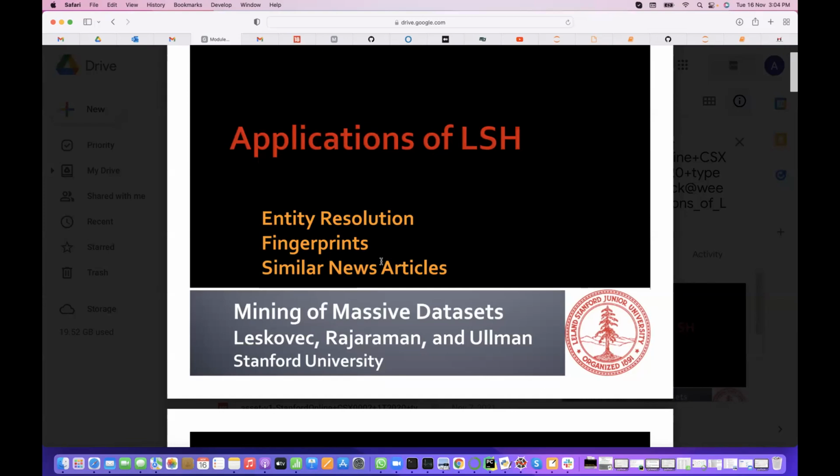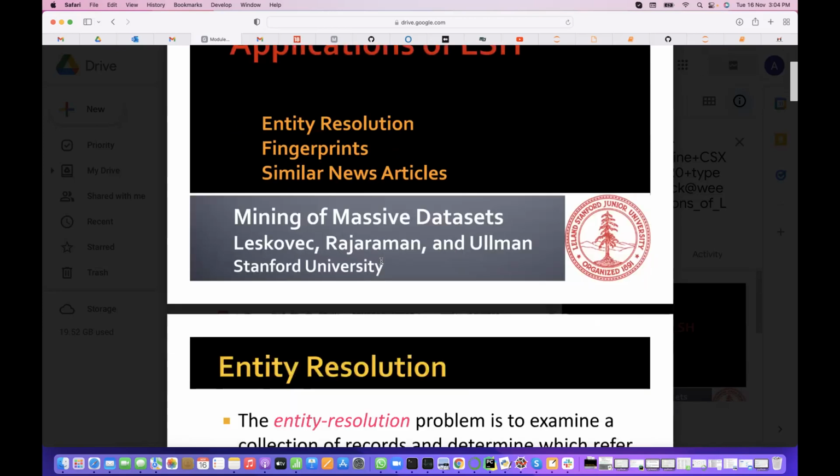There may be false positives also. They may not be similar, but they will fall into the same bucket. But if they are dissimilar, they never fall into the same bucket, right? That is the concept, right? We are using hashing here to separate out which pairs we need to evaluate whether they are similar or not. So that is the basic idea.